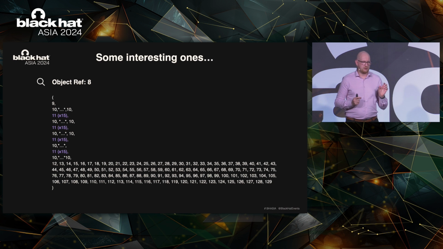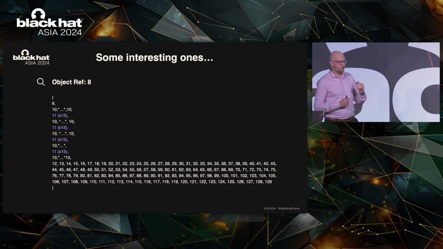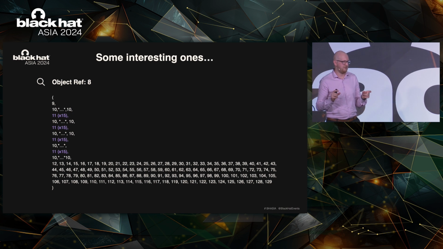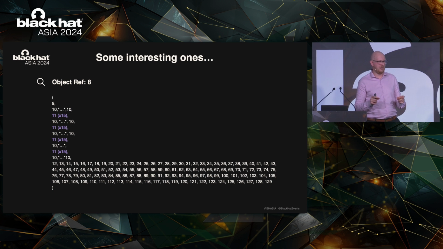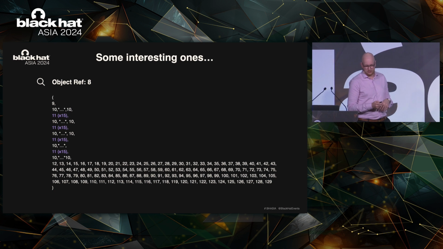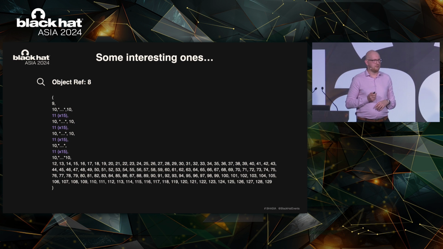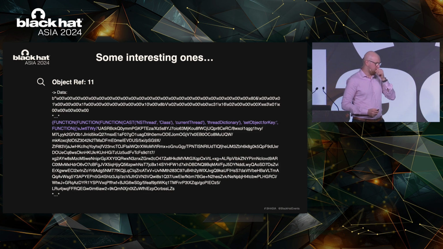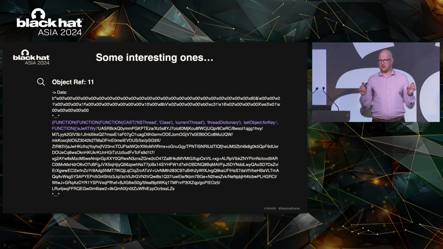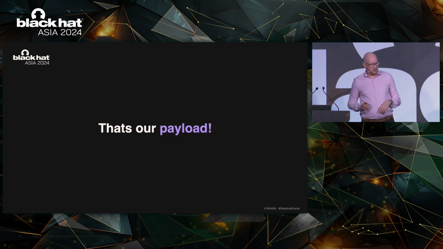One of the first ones of particular interest is object reference 8. This one starts with a reference to 9. Then you have a lot of references to 10, which are repeated. Then you have 15 times object reference 11, 10 again, 11, 10, 11, and then at the end, you're there. So 11 seems to be important, so let's give this a closer look. Inside of 11, we can see once again our NSExpression, the function. OK, this is good. That's essentially our payload at the end.